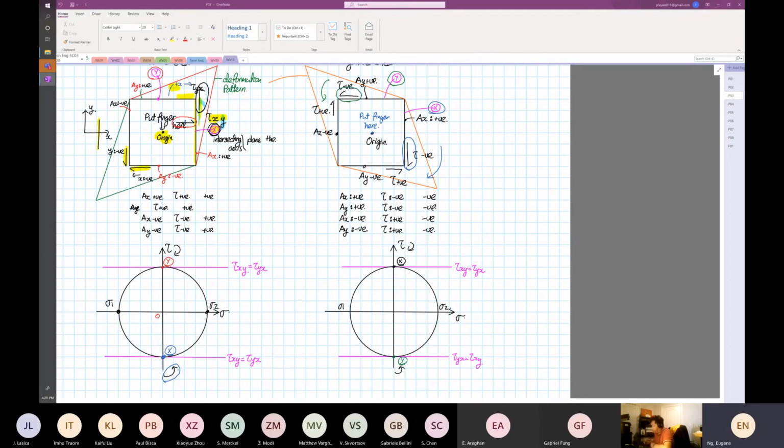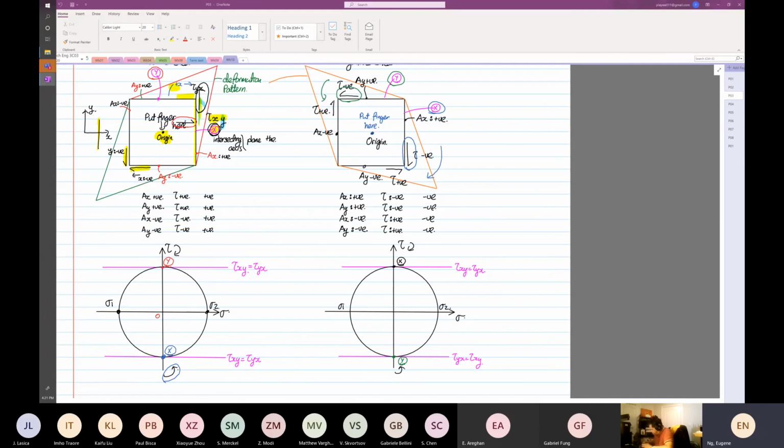So what we learn over here is the orientation. The orientation of the point on the Mohr circle has nothing to do with positive or negative shear. It is all dependent on the rotation of the element. You have seen that, right, based on what we did now.